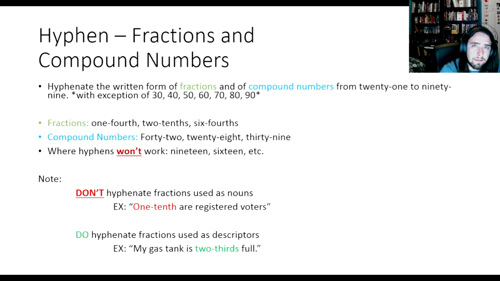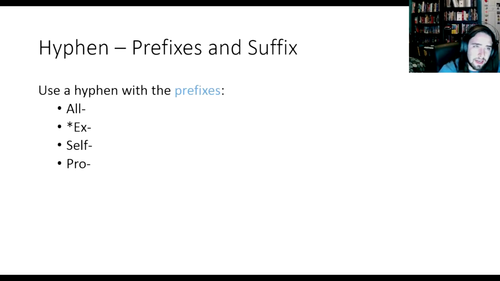A way that I found that might be easy to figure out if it's a noun or a descriptor would be replacing that word with "what." So, my gas tank is what? Two-thirds full. That would indicate that it's a descriptor. But if I did, registered voters are what? One tenth wouldn't work. Registered voters are one tenth does not work. But one tenth are what? Registered voters. So then you would know that one tenth is a noun and not a descriptor, at least in that case, and you can use it for any others you may suspect are nouns instead of descriptors.